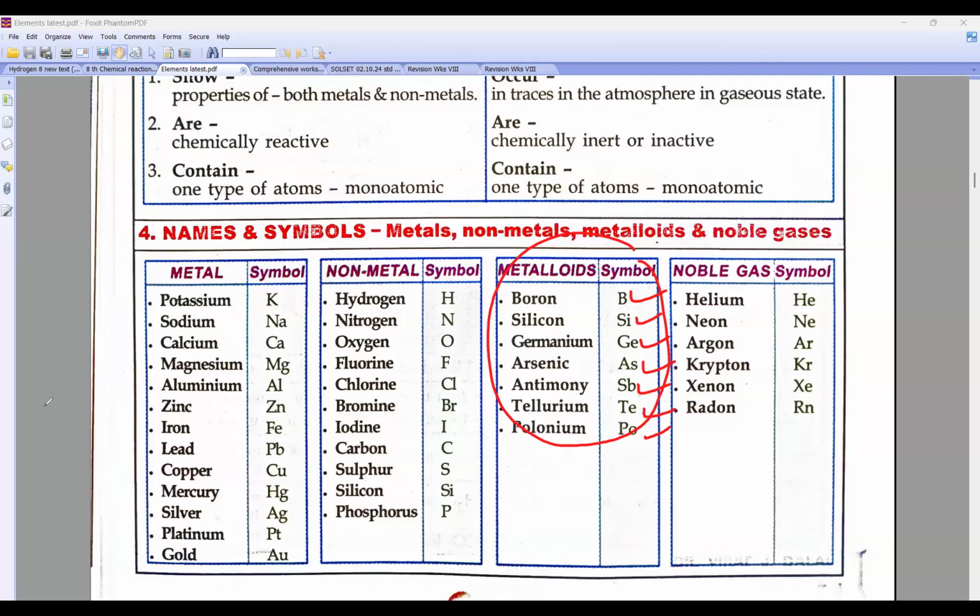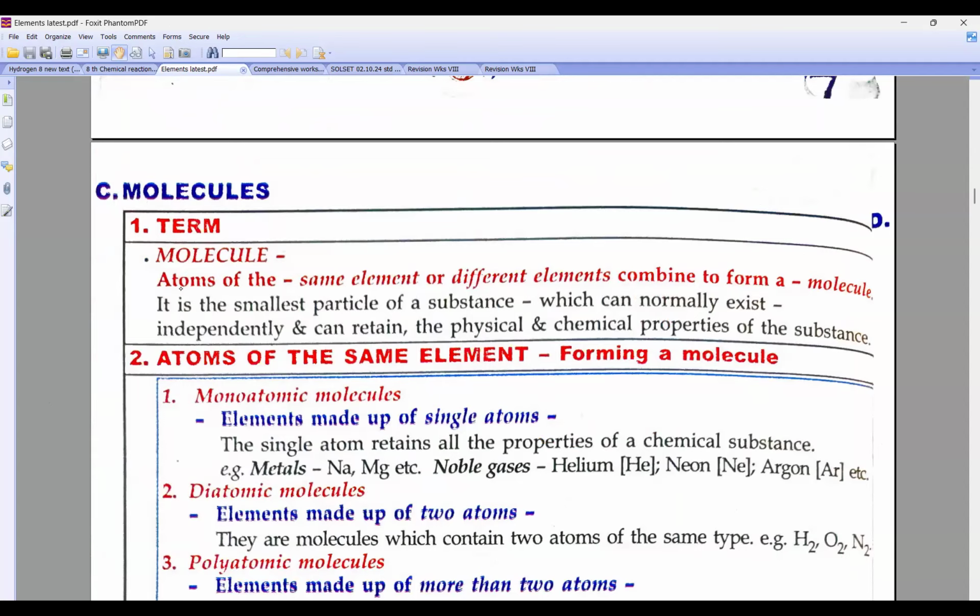Now let us go to the next part. What is molecule? It is a union of atoms. Suppose I say hydrogen is an atom, but H2 is a molecule. Clear?